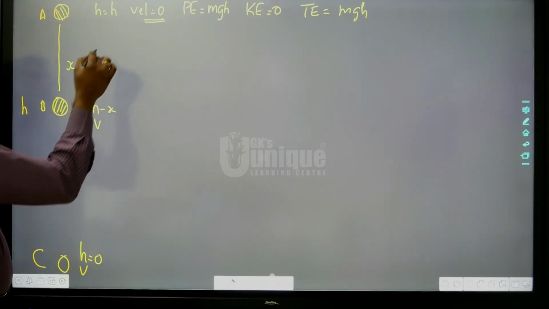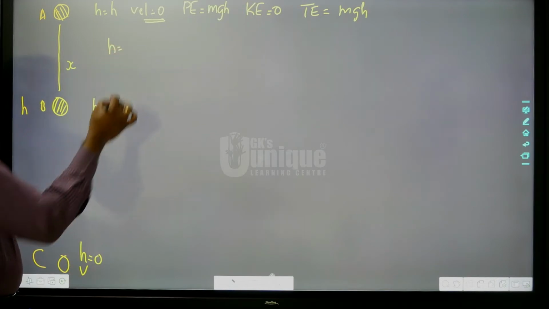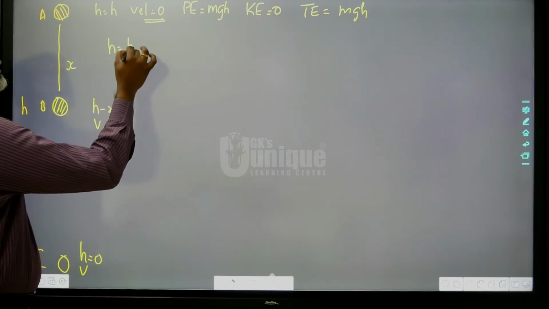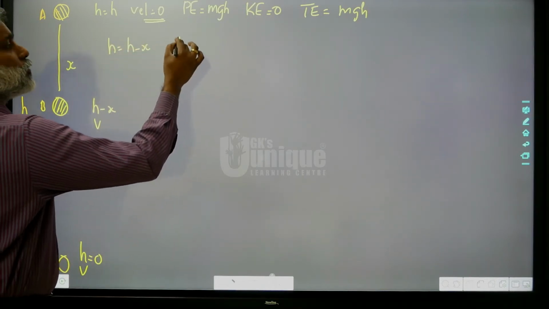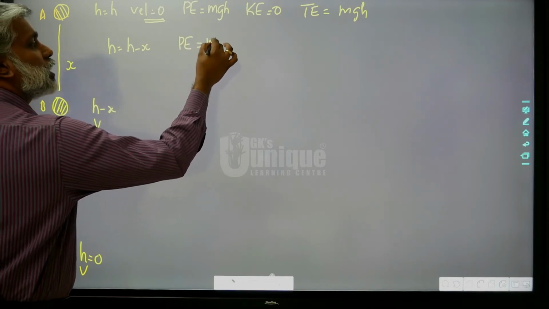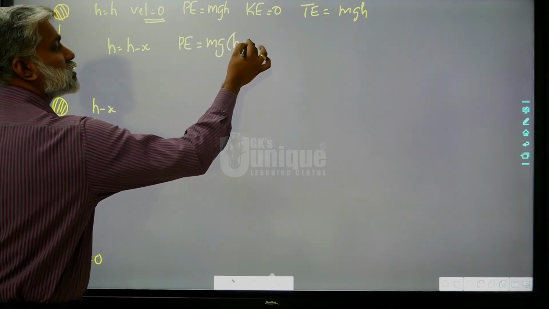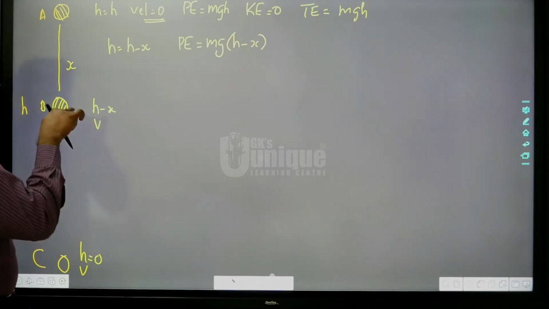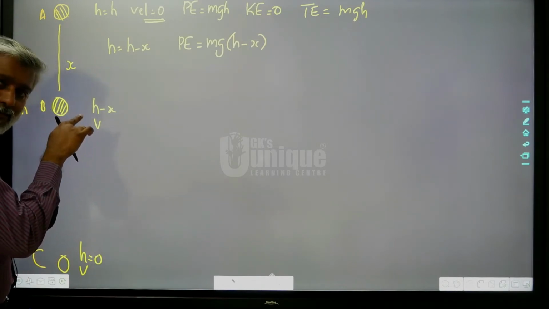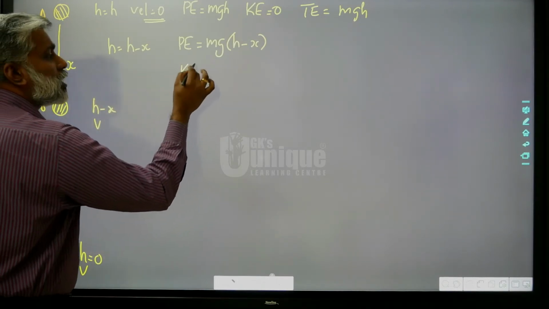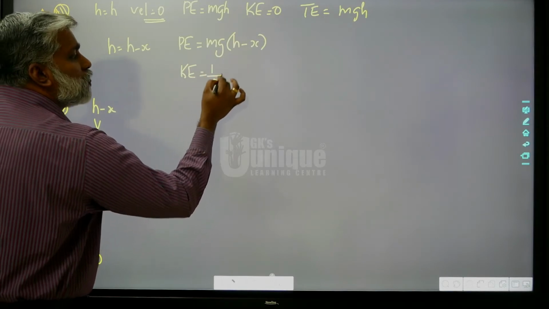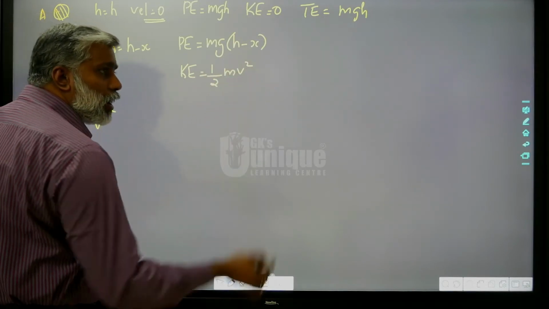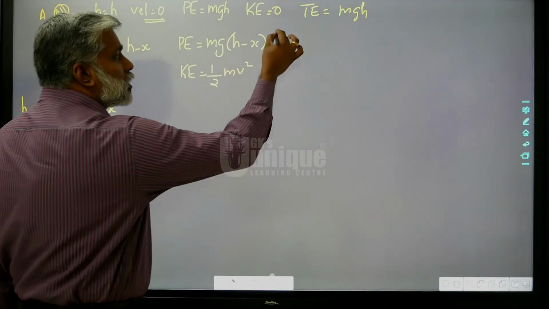About the point B, the height from ground is h minus x. Then what is the potential energy? Potential energy is equal to mg(h minus x). At this point your body will be having velocity. So what is the kinetic energy? Half mv square. But I have no idea regarding the velocity, so I should find it out.